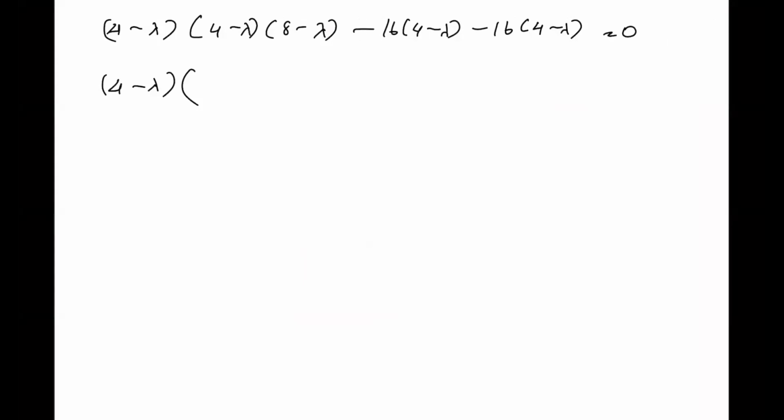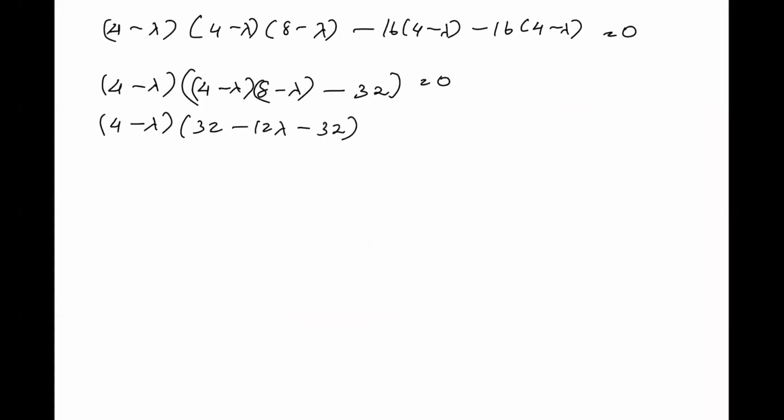Then we can have 4 minus lambda, 8 minus lambda, minus 32. So this is the thing you can have, and you can set this equal to 0. Then you can have 4 minus lambda times 32 minus 8 lambda minus 12 lambda minus 32 equal to 0. This is actually 32 minus 8 lambda minus 4 lambda plus lambda squared. So lambda squared minus 32 equal to 0.